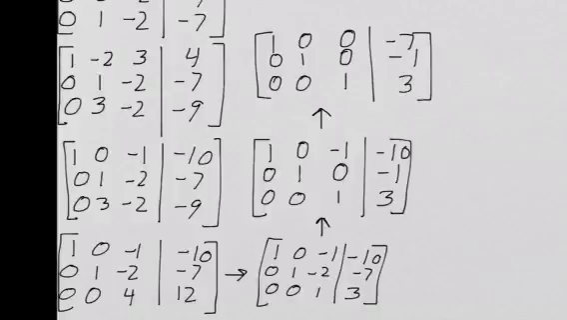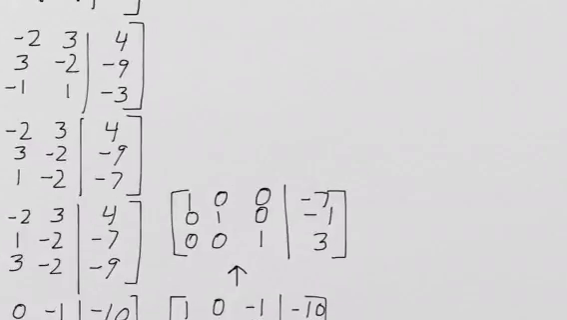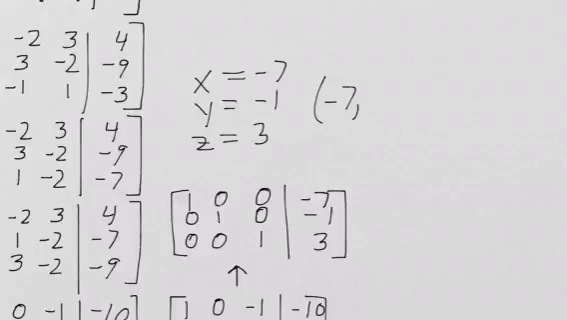And now is the point that I can just read off my answers from that matrix. So I have x equals negative 7, y equals negative 1, and z equals 3, which we can write as the ordered triple, negative 7, negative 1, 3. So that's how we solve a system of equations using an augmented matrix.